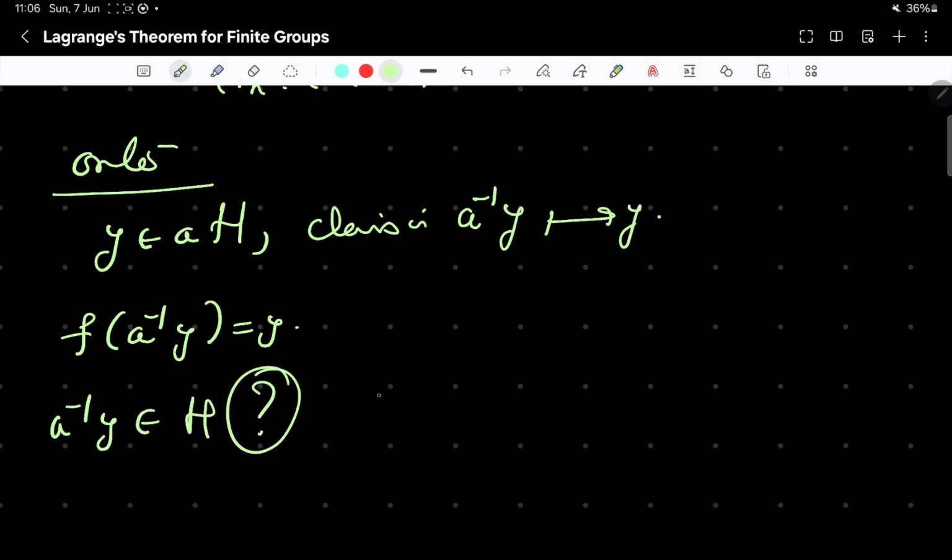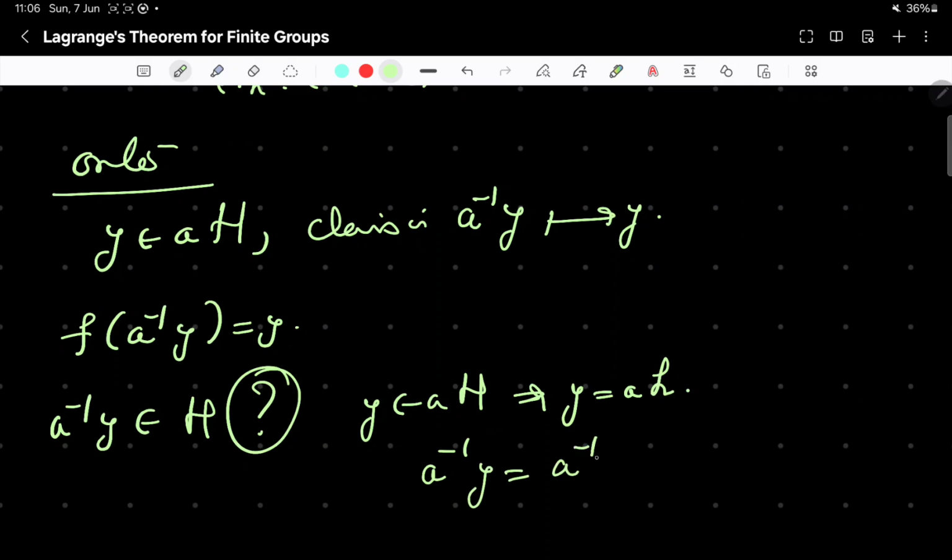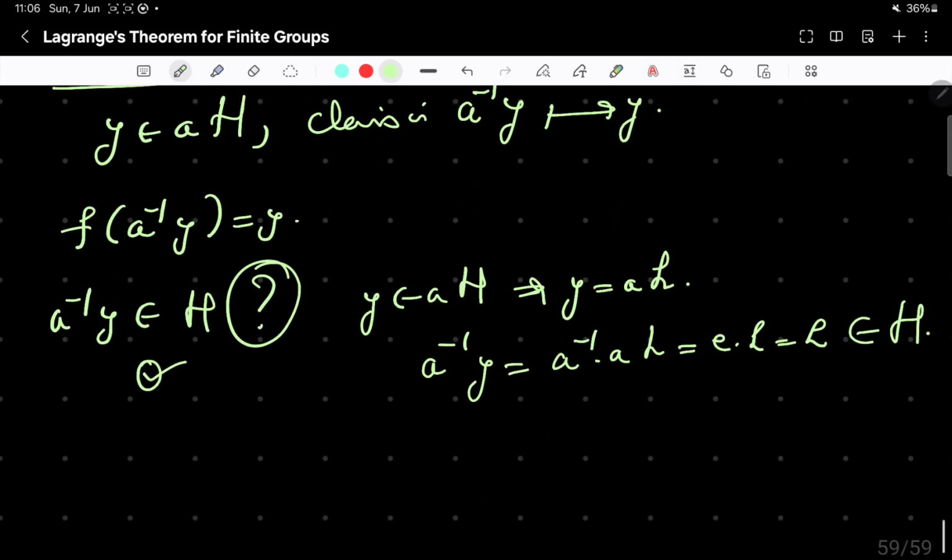So how? y is in AH means y is equal to A times some small h, right? Then if you act on it, A inverse of y is A inverse of A h, which will be e h, equal to h. So that belongs to the domain. So A inverse y is in fact in H. So this is true. Now whether this maps to y.